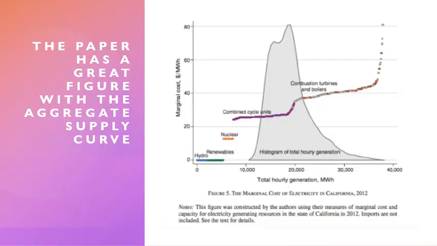As a final note, this paper has a great figure with the aggregate supply curve. We've looked at sort of pretend ones, but this paper gives us the actual aggregate supply curve in the region. It's sort of like the step functions we've been dealing with, except this one has a little more curvature to it, but it does have steps. So you can see at zero marginal cost, you have hydro and renewables, and then you have nuclear. And then you have natural gas in purple, the combined cycle natural gas, and then out to the right of that you have the more expensive peak load suppliers. And the histogram is total hourly generation, so it's basically a PDF of the hourly generation in the region.